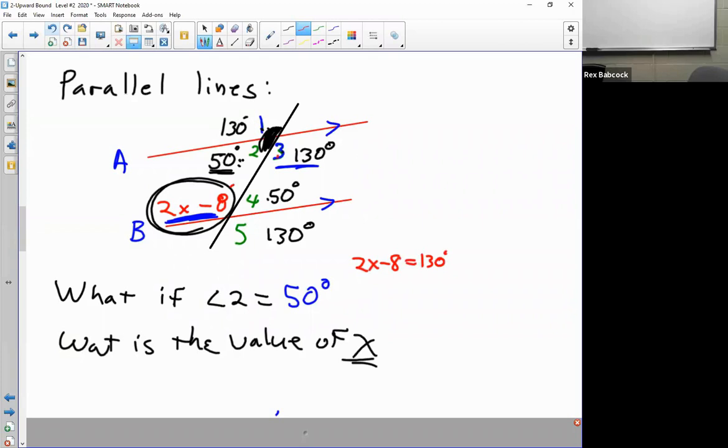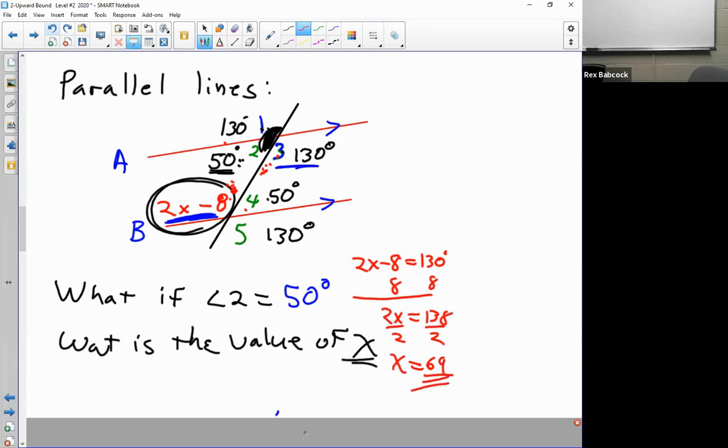Because they're alternate interior angles of parallel lines, they're always congruent. It's just like saying, if the slopes are the same, then the lines must be parallel. Well, if the lines are parallel, then it also goes on that alternate interior angles are congruent. I'd add 8 to both sides. 2x equals 138, and divide both sides by 2. X is 69 is the answer.